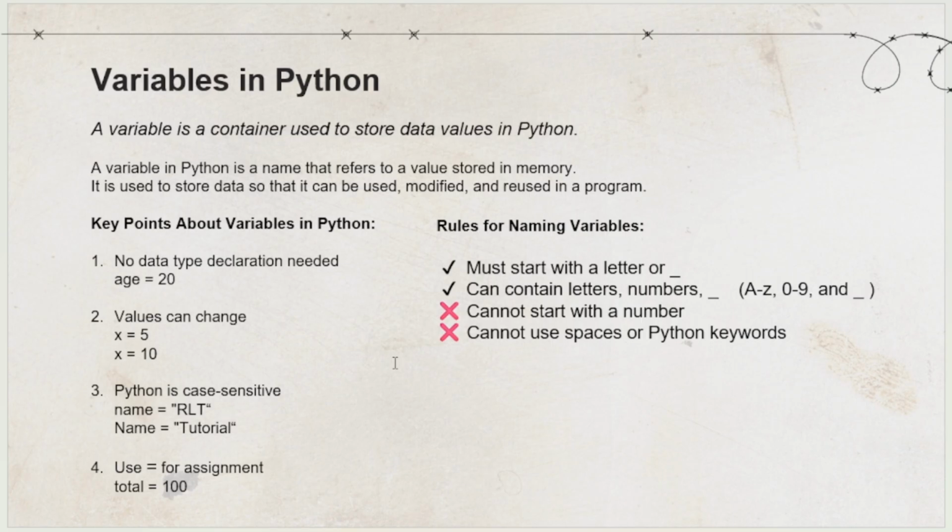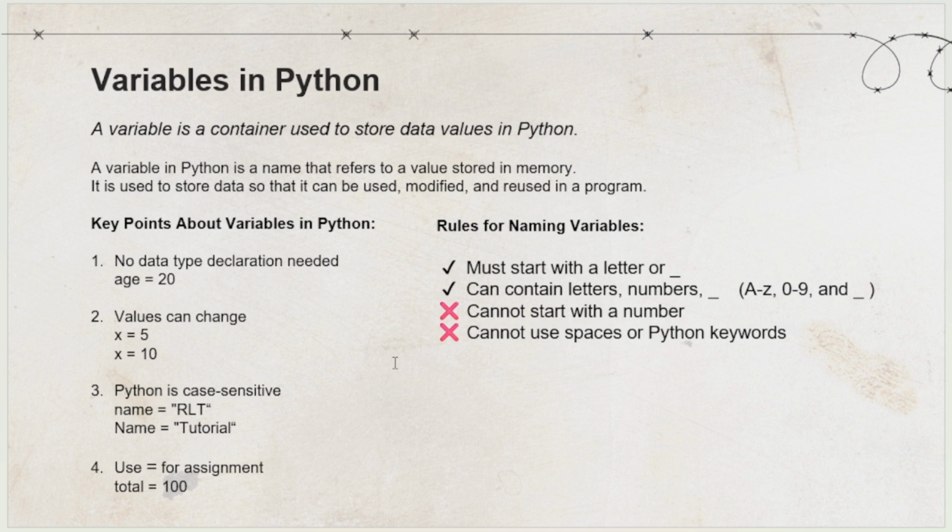What is a variable in Python? A variable is a container used to store data values in Python. A variable in Python is a name that refers to a value stored in memory. It is used to store data so that it can be used, modified, and reused in a program. So that means a variable is an identity of any value.